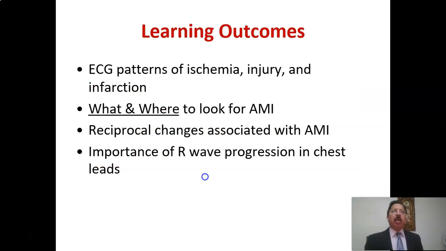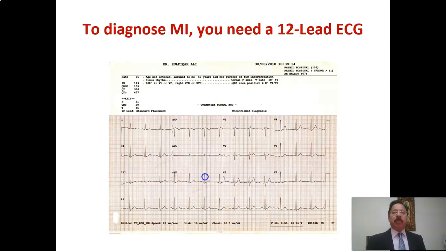So first, ST segment elevation, and here we are going to learn the ECG pattern of ischemia, injury, and infarction, and what and where to look for in acute myocardial infarction. We'll go through the reciprocal changes associated with acute myocardial infarction, and then the importance of R wave progression in the chest leads.